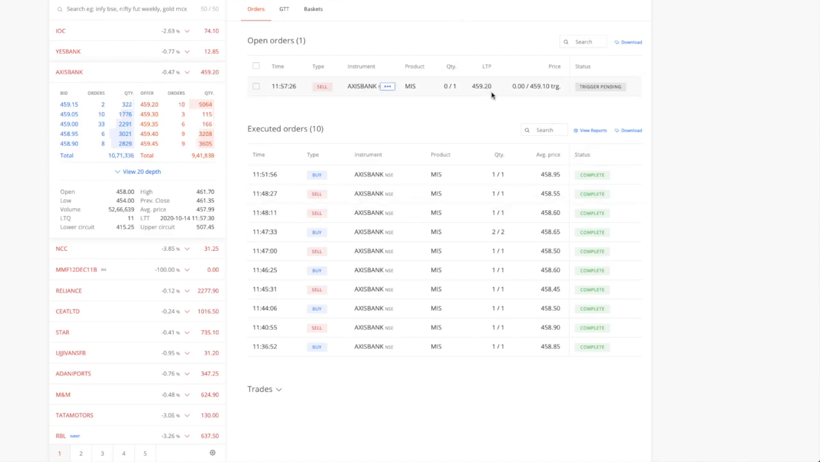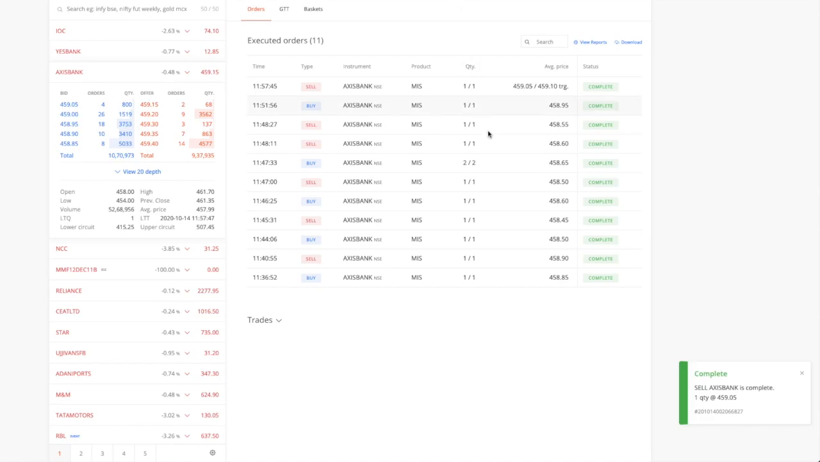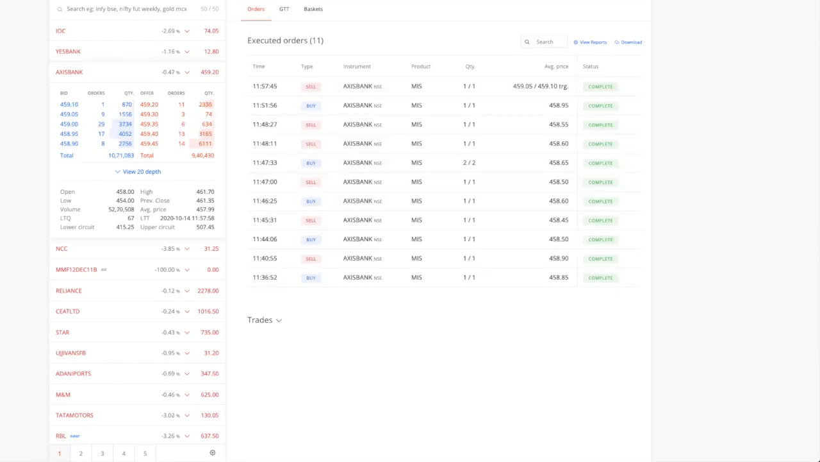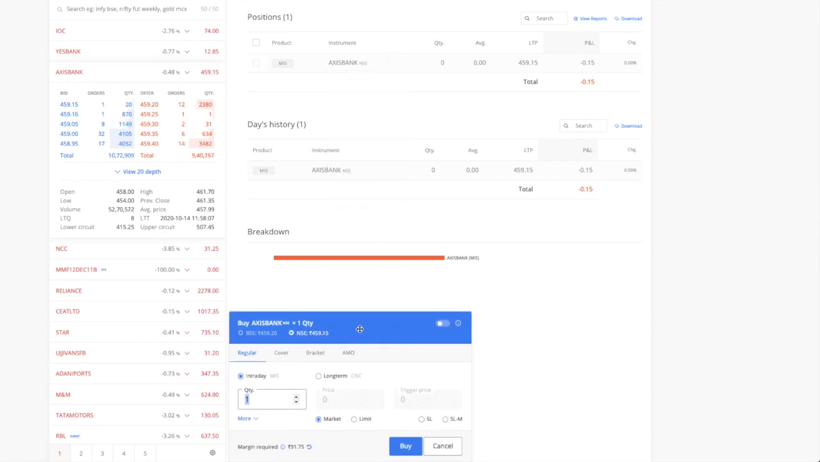Current price is 459.2. As soon as the price touches 459.1, my stop loss will be hit and my positions will come down to 0. Let's wait for that to happen. As soon as the price touches 459.1, my orders will be... now it's exited. Once the price reached 459.1, I exited my positions. My stop loss got hit at the market price. My positions got exited and I'm out of the trade. So I hope you get a sense of how to keep a stop loss.